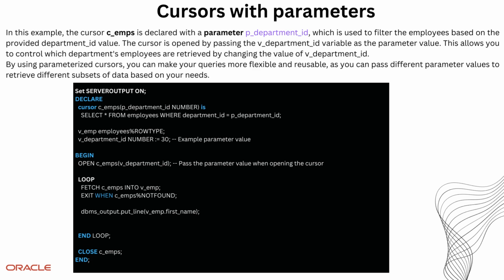In this example, the cursor C_emps is declared with a parameter P_department_ID, which is used to filter the employees based on the provided department_ID value. The cursor is opened by passing the V_department_ID variable as the parameter value. This allows you to control which department's employees are retrieved by changing the value of v_department_ID. By using parameterized cursors, you can make your queries more flexible and reusable, as you can pass different parameter values to retrieve different subsets of data based on your needs.